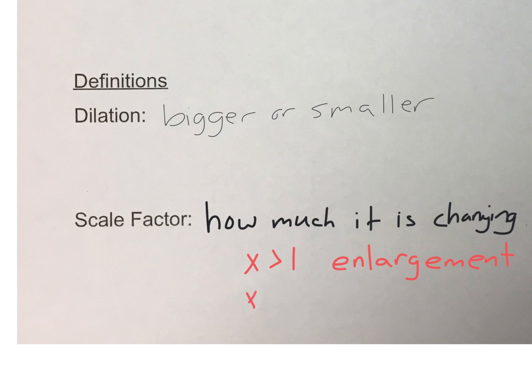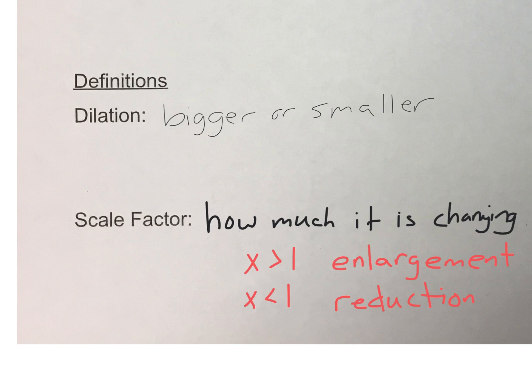So now if x is less than 1, what's happening? Is it getting smaller or bigger? It's getting smaller. What's another word we can use for getting smaller? Starts with an R. Reduce. Reduction is what we're going to use. Okay, so if our scale factor is bigger than 1, it's enlarging. If our scale factor is less than 1, it's reducing.